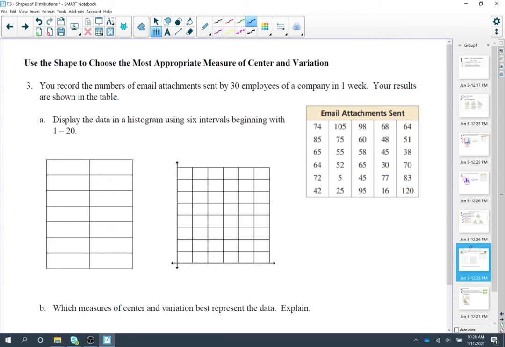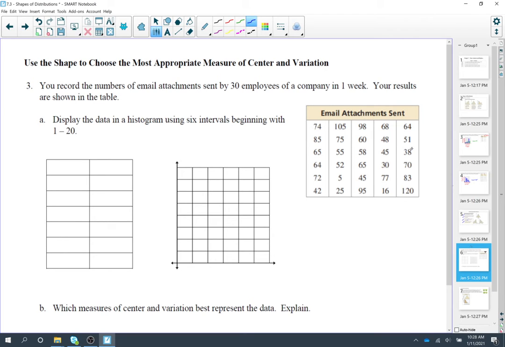Example 3, use the shape to choose the most appropriate measure of center and variation. You record the numbers of email attachments sent by 30 employees of a company in 1 week. Your results are shown in the table. Part A, display the data in a histogram using 6 intervals beginning with 1 to 20. So if we want to get this in a histogram, the first thing we have to do is get it in a frequency table.